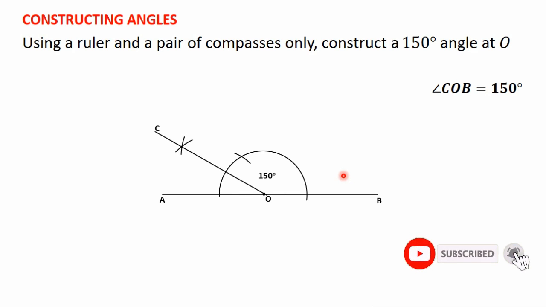In the next video, we are going to learn how to use a ruler and a pair of compasses only to construct a 75 degrees angle.